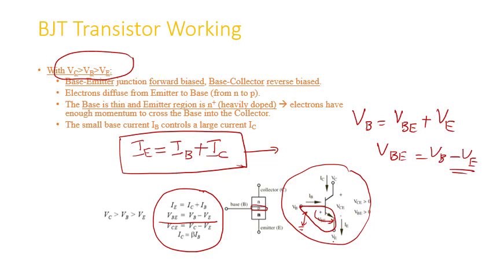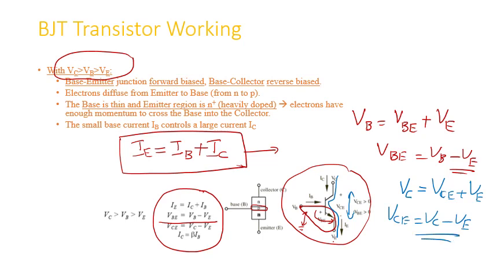Similarly, if we consider the other loop, our supply voltage, the voltage between the collector and the ground, we call VC. This should be equal to VCE plus VE, where VCE is this voltage. So we can say VCE equals VC minus VE. These are the few equations here.